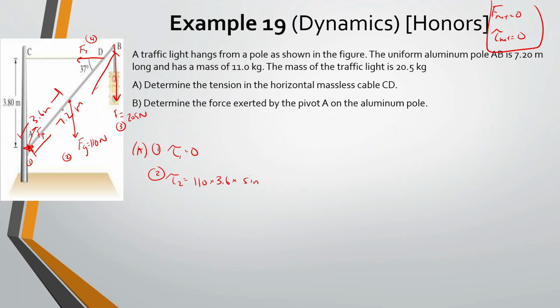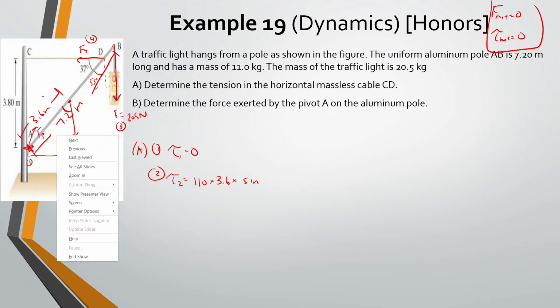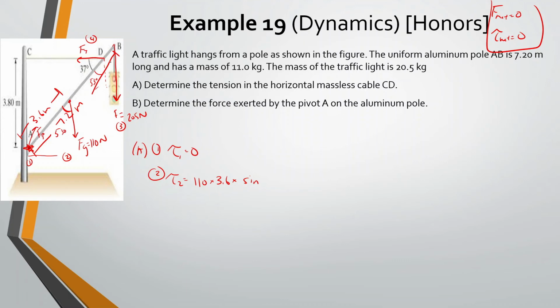times sine. We can't do 90 anymore because it's not 90 degrees. We need to figure out what that angle is right there. Okay, and what we should know is this angle here, and if we were to make another angle right here going straight down, this angle here would have to equal 90. So this would be 90 minus 37, so this is going to be 53 degrees. So what that means is this angle here is 53 degrees. And this angle here, also for this traffic light, is also 53 degrees. Because from here to here, 53. All right, sine of 53. All right, so let's put this into my calculator. 110 times 3.6 times sine of 53.